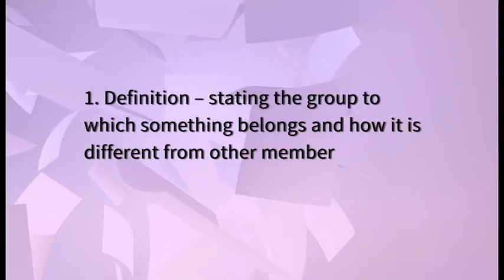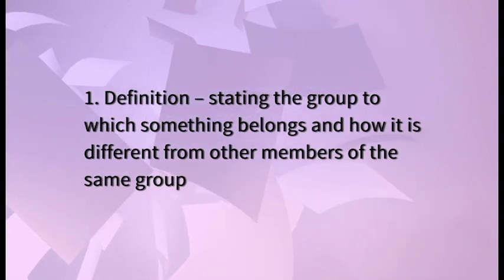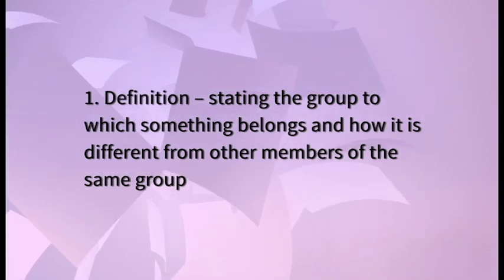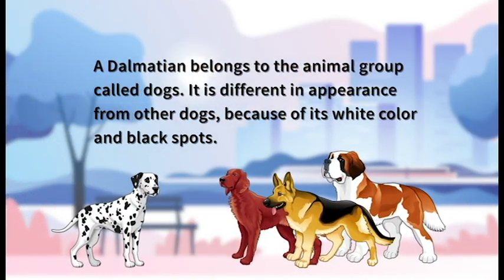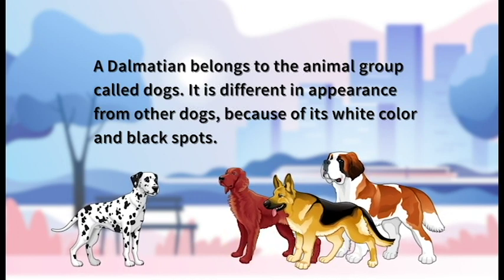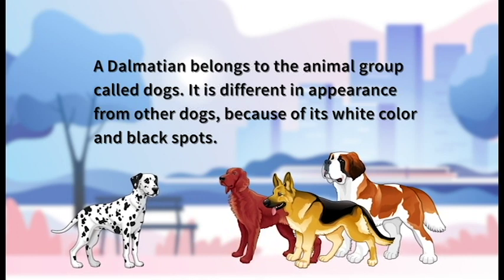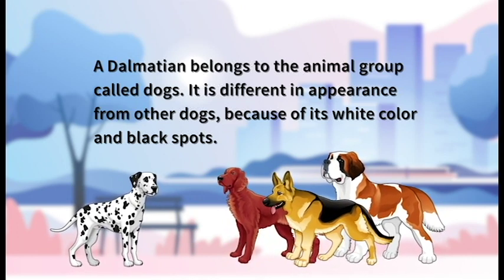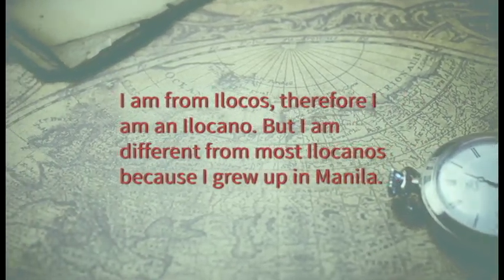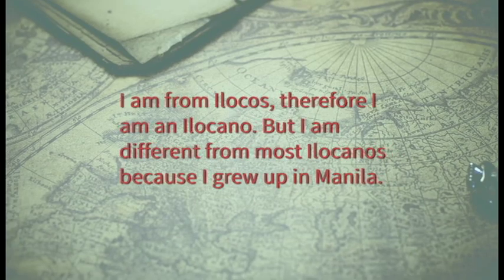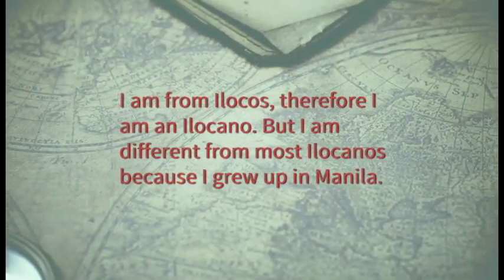Number 1, definition. Stating the group to which something belongs and how it is different from other members of the same group. Example, a Dalmatian belongs to the animal group called dogs. It is different in appearance from other dogs because of its white color and black spots. Self-description example, I am from Ilocos, therefore I am an Ilocano. But I am different from most Ilocanos because I grew up in Manila.